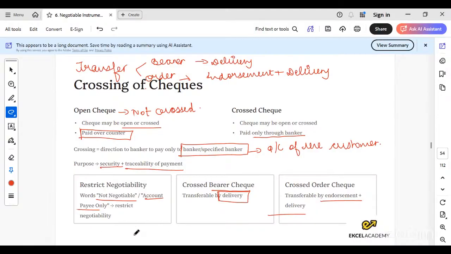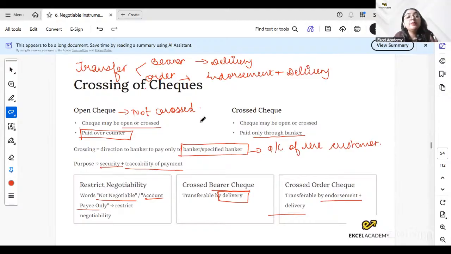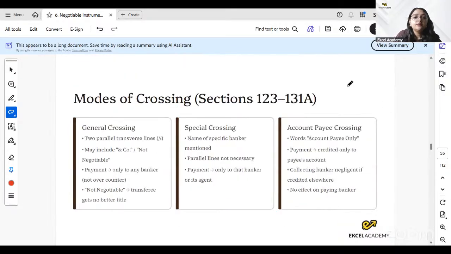So I hope you are clear with the crossing of checks, which means drawing two transverse parallel lines at the end of the check, which makes it payable only through a bank. Next, mode of crossing. How can you cross a check? The first one is general crossing, wherein you draw two parallel transverse lines like the ones we have seen, which may include "and Co." or "not negotiable" as well.